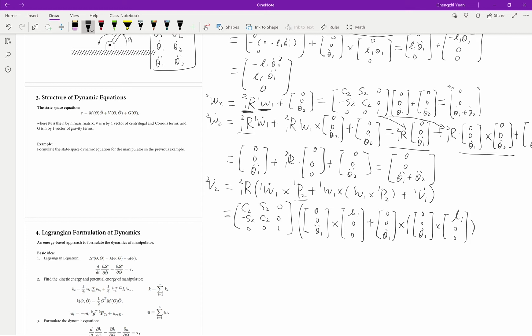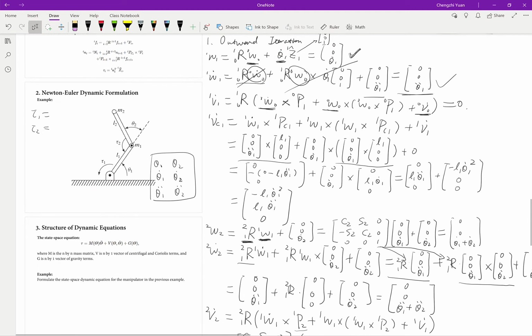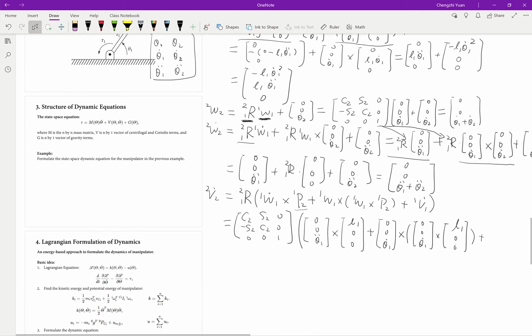Then we add V11 dot. What is V11 dot? It is here, so it will be equal to 0. That's simple. Okay, so let's see what the result is. This would be the rotation matrix C2, minus S2, 0; S2, C2, 0; 0, 0, 1, times what?